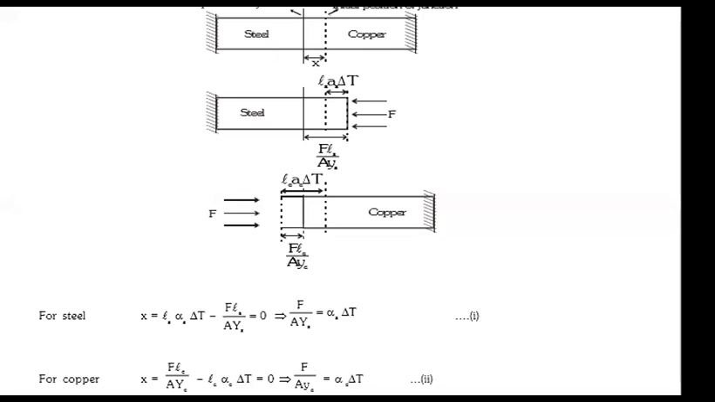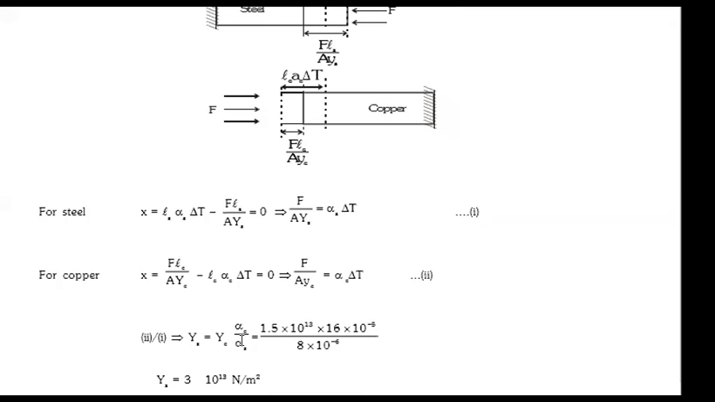Yes, in the same way, for copper we can calculate. Now take the ratio of these two. If you take the ratio, you can find the ratio of Y of steel by Y of copper. This was a very good problem. So if you take the ratio, you will get Y of steel by Y of copper. You can find Y of steel. Got it, everyone? Yes or no?